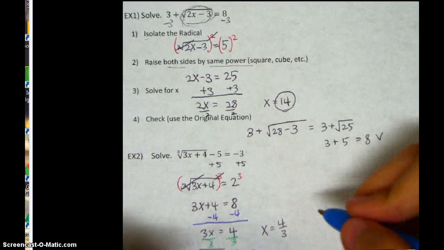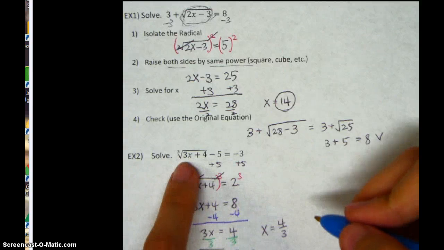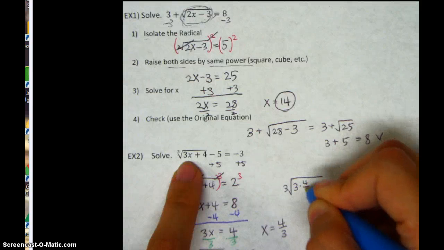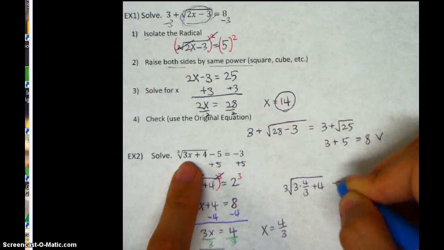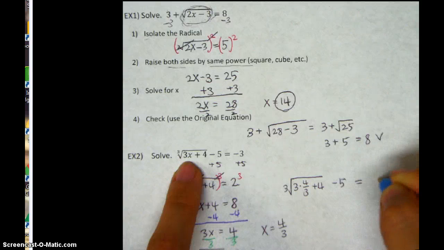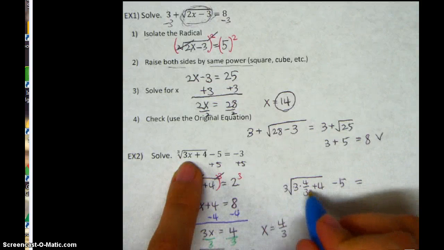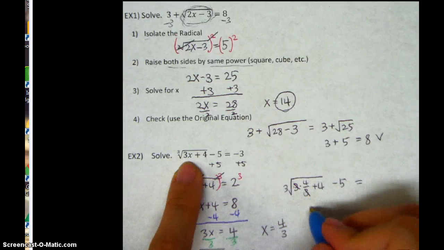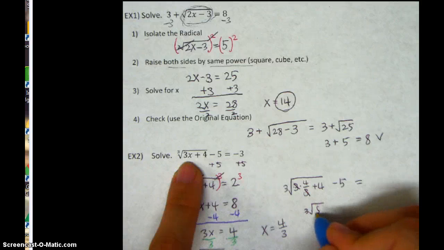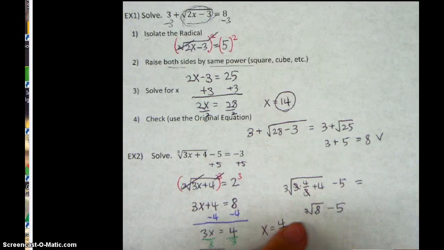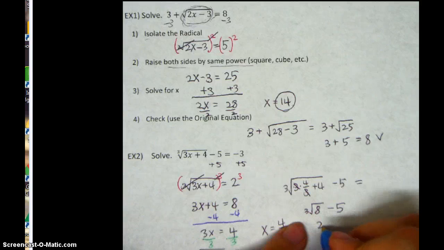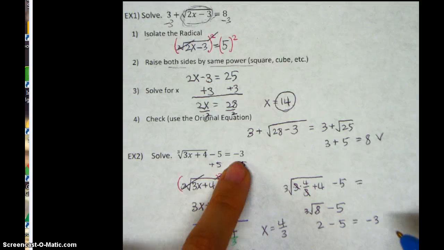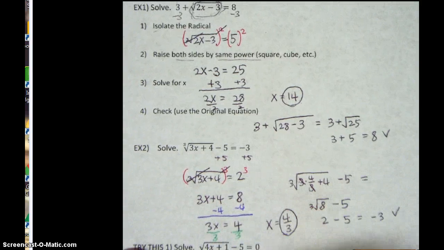Okay, let's check our answer by plugging this number into the original equation. So cube root of 3 times 4 over 3 plus 4, minus 5, must be equal to negative 3. So 3 times 4 over 3, you can cross out 3, so it will be just 4 plus 4, which is 8. So basically cube root of 8 minus 5. Okay, what is the cube root of 8? Well, that's 2, so 2 minus 5 is equal to negative 3, which is on the right side. So that means this is the correct answer.